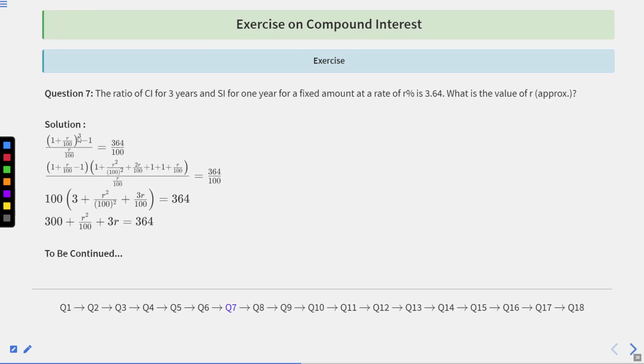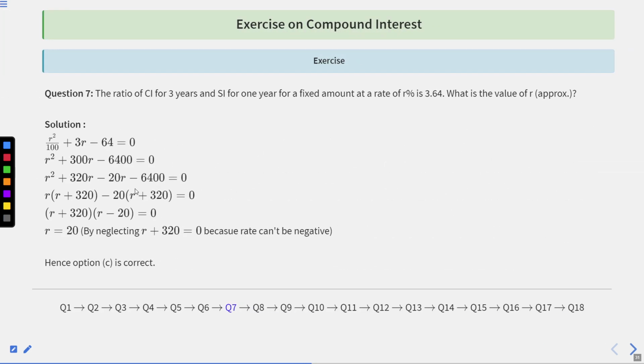So it will be ((1 plus R upon 100) whole cube minus 1) upon R upon 100 equal to 364 upon 100. When you simplify this, you will get (300 plus R square upon 100 plus 3R) equal to 364. So you have the quadratic equation here: R square plus 300R minus 6400. When you do the middle term split, you will obtain two factors, (R plus 320) and (R minus 20) equal to 0. But we don't want negative values, so we'll just take the positive one, that is R equal to 20. So the correct option here is option C.